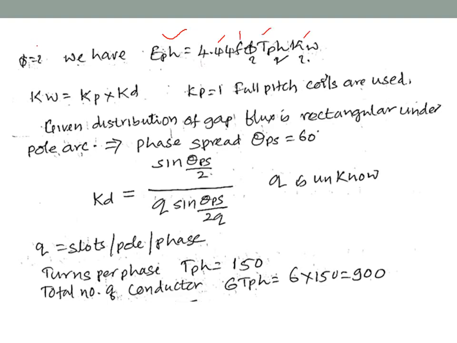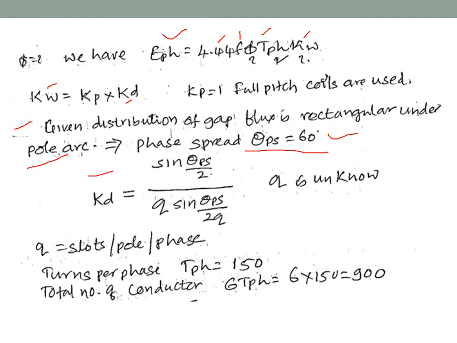So Kw is equal to Kp into Kd. Kp is 1, full pitch coils are used. And here in the problem it is given that the distribution of gap flux is rectangular under the pole arc. So if the distribution of the gap flux is rectangular under the pole arc, the phase spread is taken as theta ps is equal to 60. This is an important assumption. Okay, this you should remember. So using this you find out Kd.